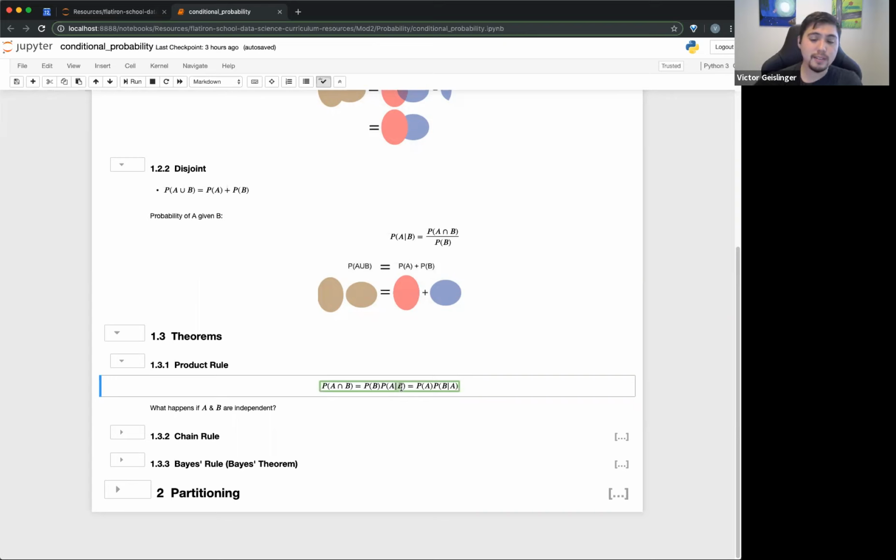So this is the general form of the intersection, but if they're independent, it simply simplifies to the probability of B times the probability of A. Okay, cool. Makes sense? Thumbs up if that sounds good. And again, this is more like formalizing things mathematically.